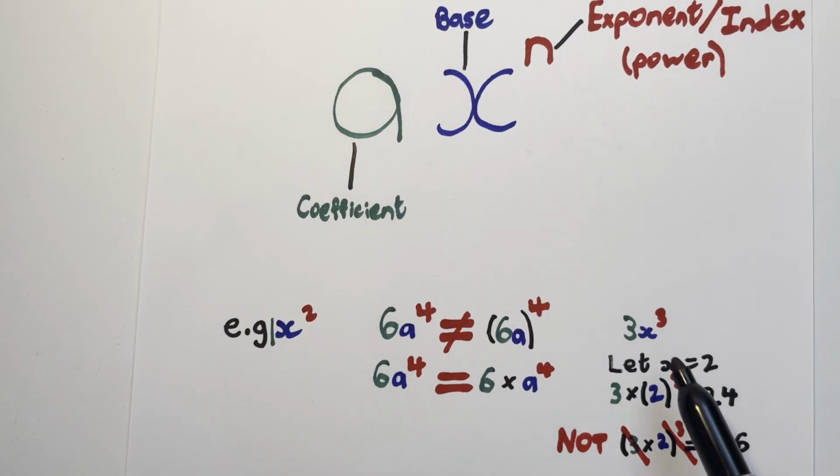In our final example here, we're given the expression 3x cubed. If we let x equal 2, first we evaluate 2 cubed, which is 8, and then we multiply that by 3 to get our final answer of 24. We don't multiply 3 times 2 and then cube that because that gives us a totally different answer.